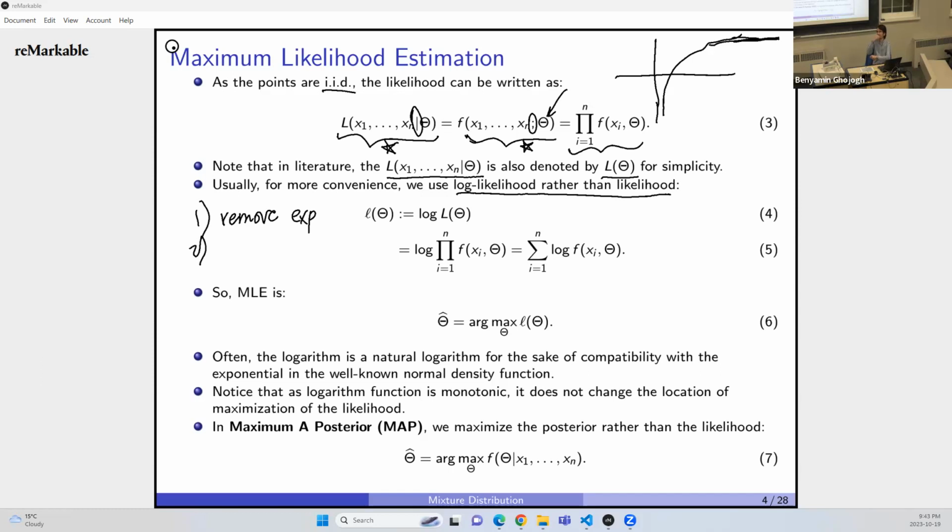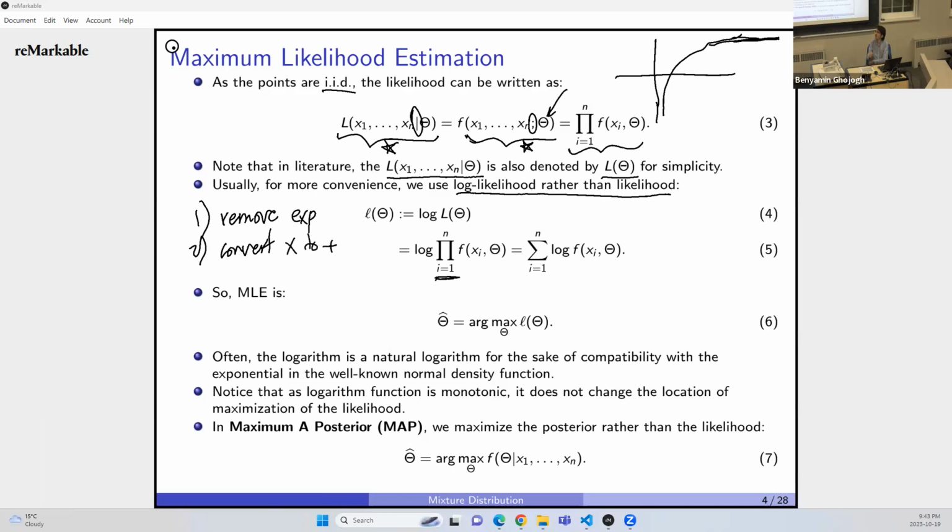Why do we use log likelihood? There is another thing which is a pain in the neck. You can see it here even. Multiplication is a pain in the neck. Which one is easier to work with, multiplication or summation? Summation. So in order to convert multiplication to summation, we use logarithm.